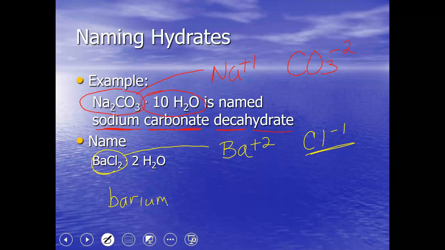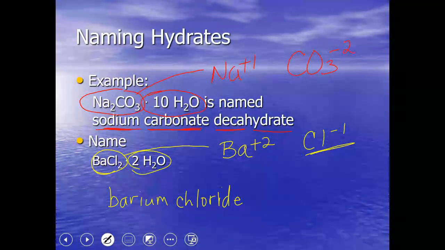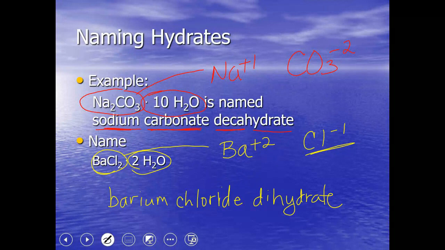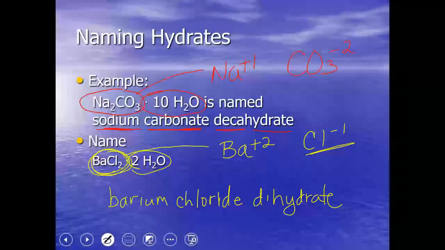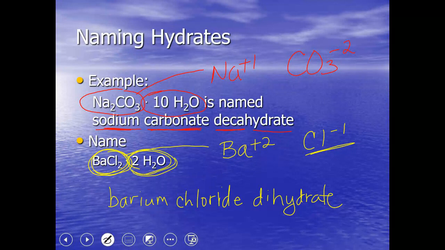This is barium chloride. And then we see that we have 2 water molecules. So the prefix for 2 is di, and then we use the word hydrate. So the name for this particular compound is barium chloride dihydrate. So throughout this homework and then labs and things, you are going to have to name ionic compounds and then refer to the list of prefixes to indicate how many water molecules are attached to the ionic compound.